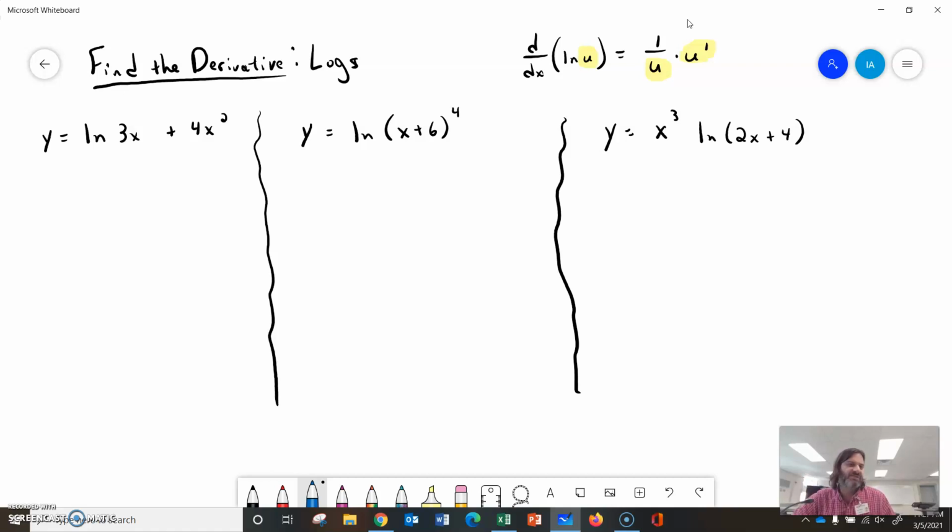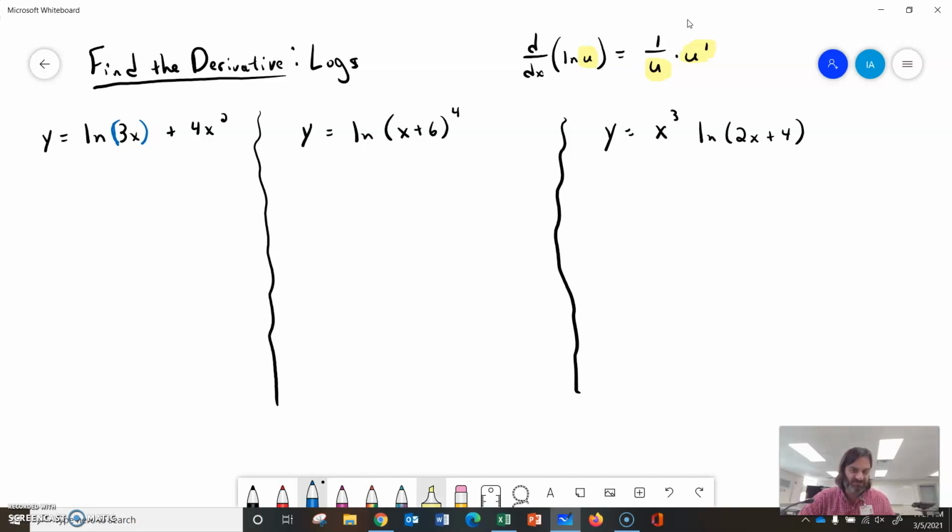So the first example here is y equals natural log of 3x plus 4x squared. You can get yourself in a lot of trouble here if you don't pay close enough attention. The way this is written, it should be natural log of just 3x. So you might put parentheses around that 3x, because you want the 4x squared to be separate.